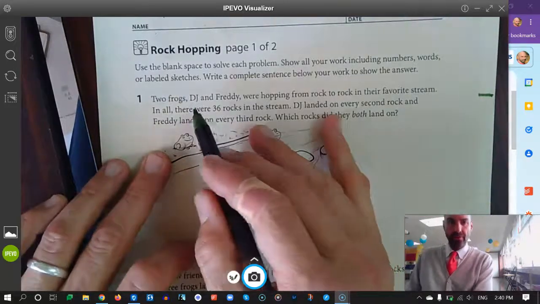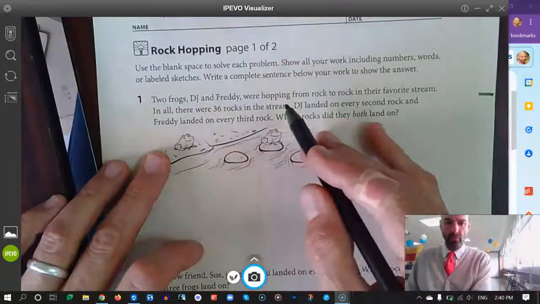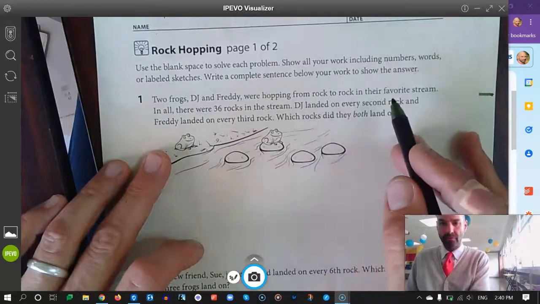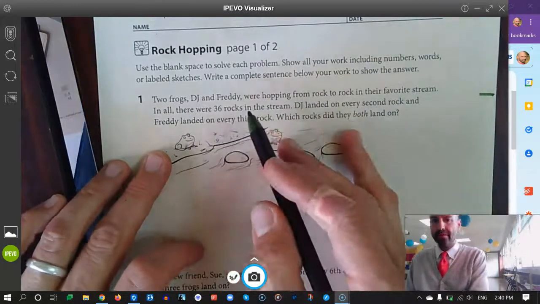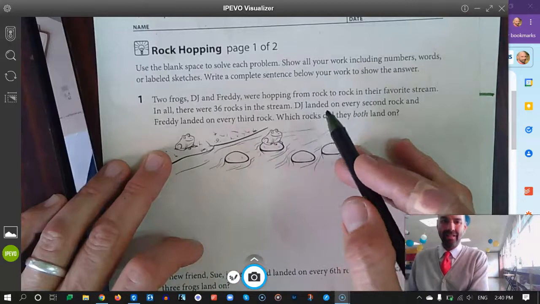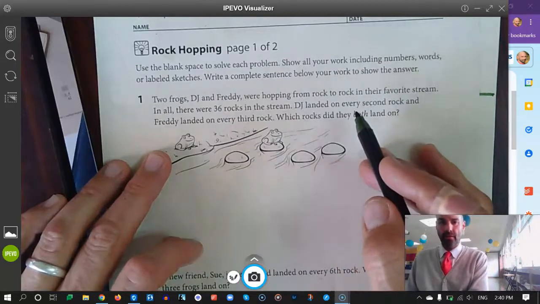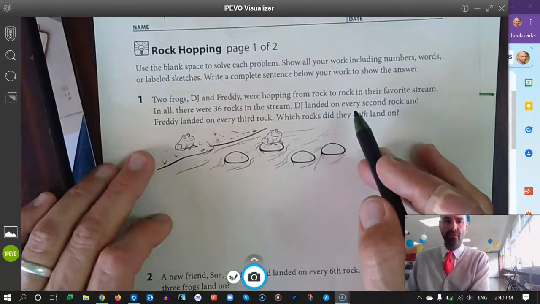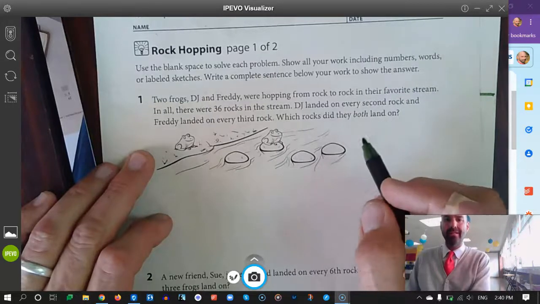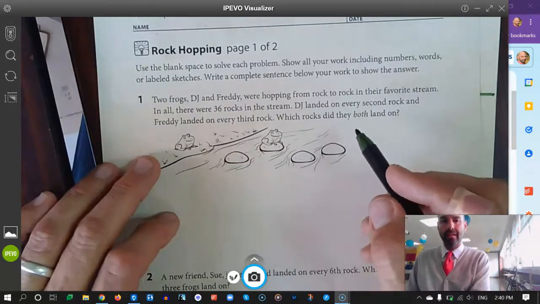All right, so there's 2 frogs, DJ and Freddy, were hopping from rock to rock in their favorite stream. In all, there were 36 rocks in the stream. DJ landed on every second rock, and Freddy landed on every third rock. Which rocks did they both land on?